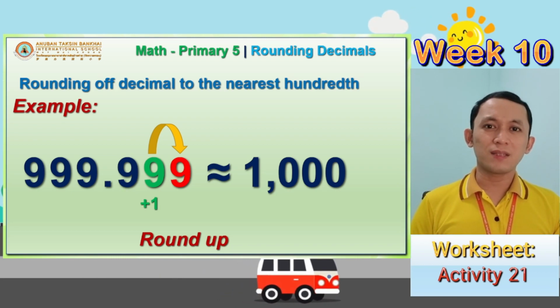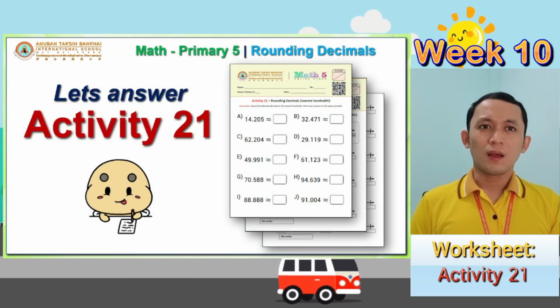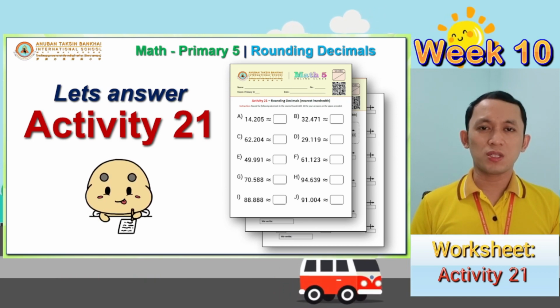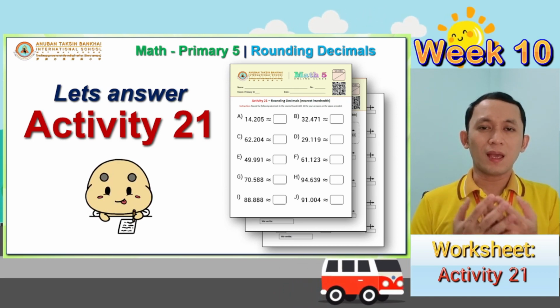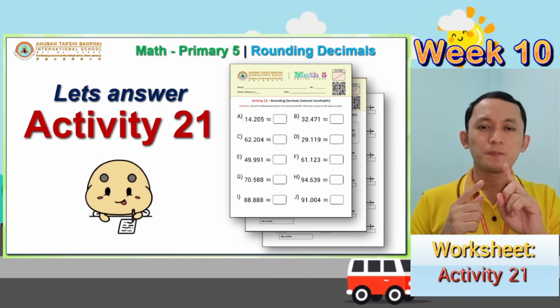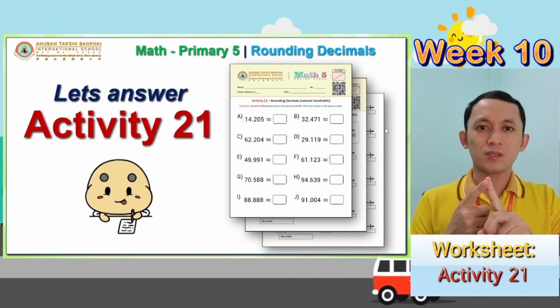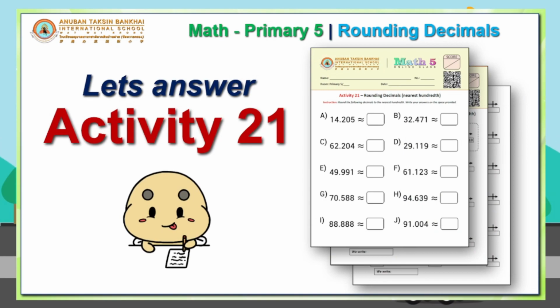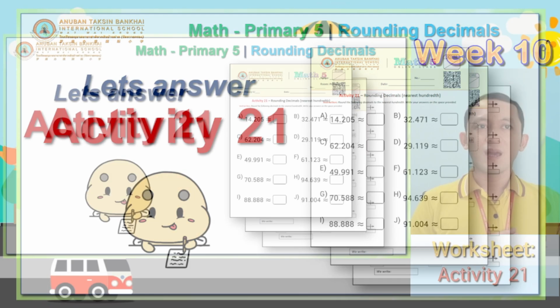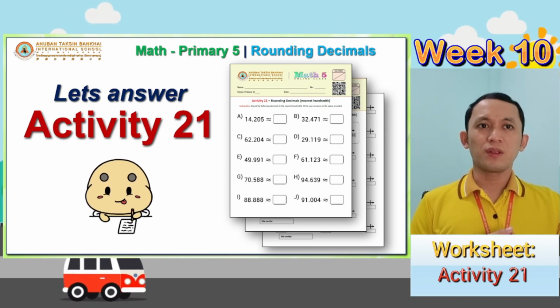Okay, now let's get your activity number 21, your worksheet. And you have 3 papers. The first paper is your worksheet, and your 2 papers, that is your solution paper. So you are going to answer your worksheet, and you are going to show your solution, of course, on your solution paper. Now let's discuss how to answer this one.